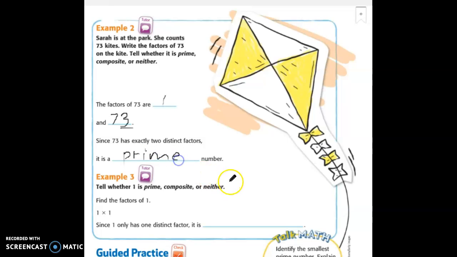Prime number. And this one has exactly 2 distinct factors, which is what makes it prime. This one only has 1 distinct factor, by itself. It is neither. And my fabulous computer writing.